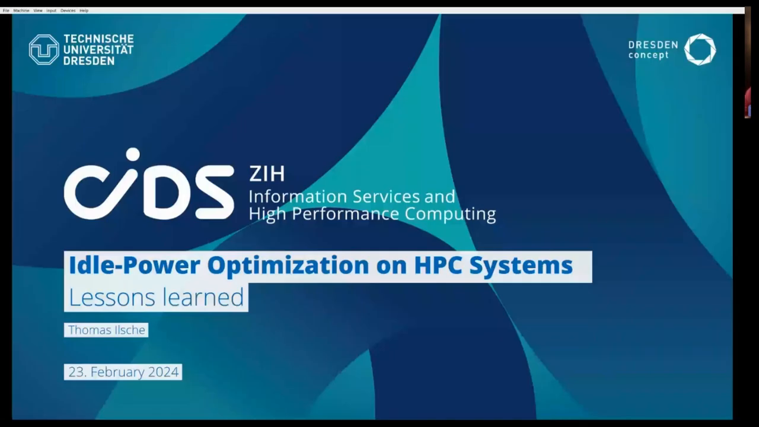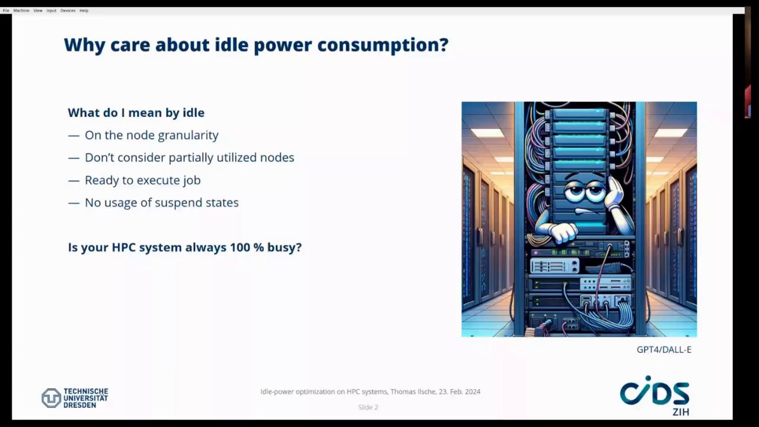And so we are talking about idle power optimization on HPC systems now. The first question is, why should we even care about idle power consumption? What do we mean by idle power consumption? I'm talking about the node granularity. That means not short phases in an application or single cores being idle. That was more the aspect that Robert talked about, optimization of an application itself. But this is more an operational optimization, when you consider a full node being idle and being ready to execute a job.